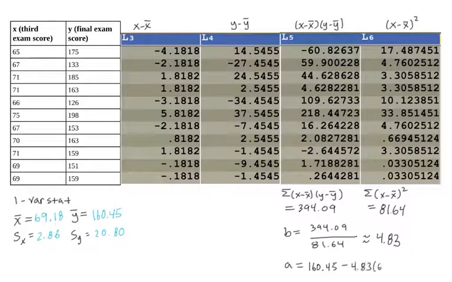And my a is going to be equal to 160.45 minus 4.83 times 69.18, which again is those means, and then we're plugging in our b value for that. And so this is our linear regression, what we're going to call y hat in this case here.